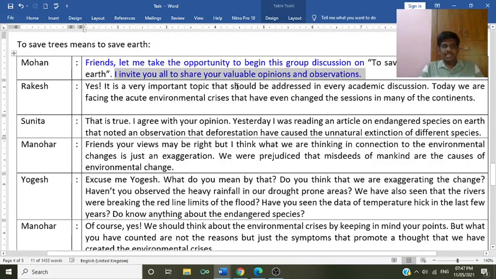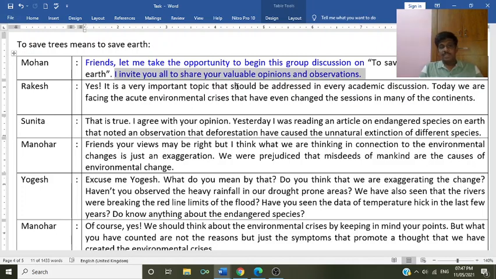So see, Rakesh says, yes, it is a very important topic that should be addressed in every academic discussion. Today, we are facing an acute environmental crisis that has changed the seasons in many of the continents. So the reason is given by Rakesh why we should discuss this. The aim, objective, or importance of the group discussion is stated by Rakesh.